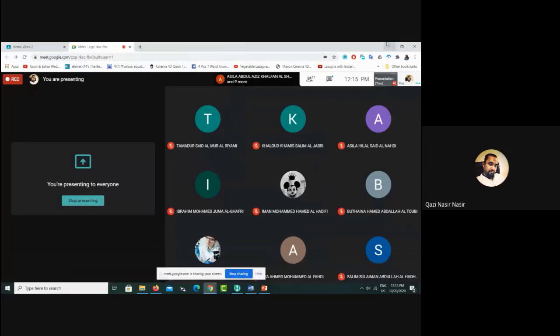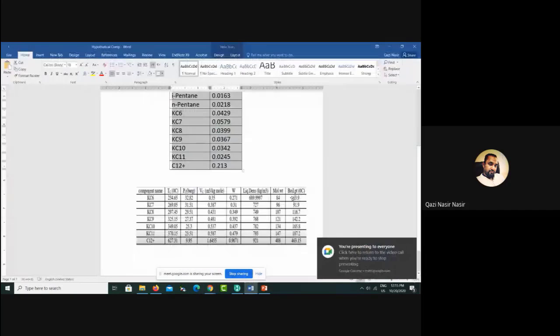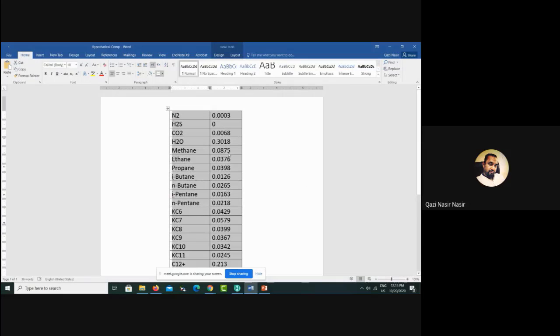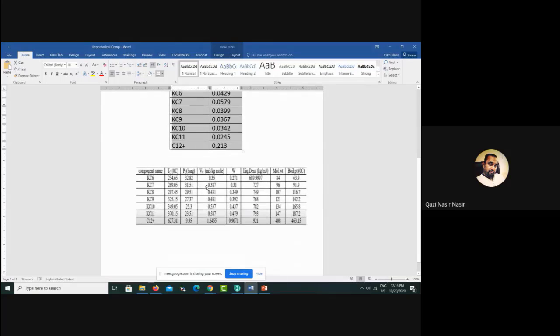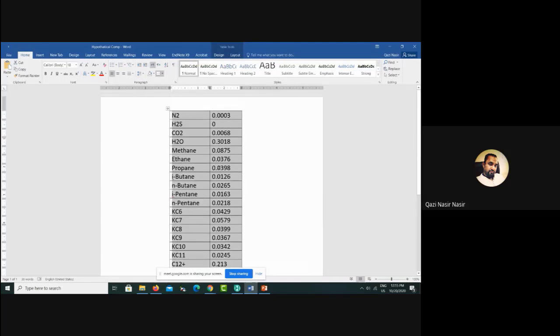Not only do they contain the information for boiling point, they also have molecular weight, liquid density, the weight, VC, which are critical properties also for all these components. These are the information that you need for KC6 to C12 plus. So we have 1, 2, 3, 4, 5, 6, 7 hypothetical components. This is the composition and the information that is given to you. Using this information, you need to add these components.